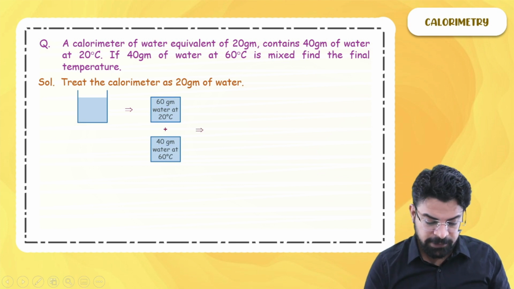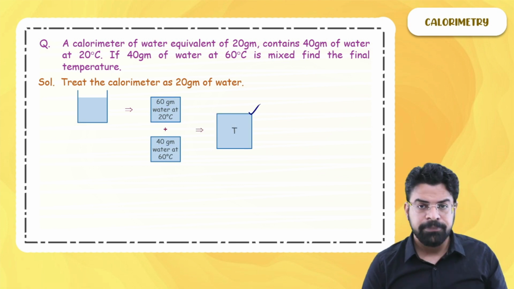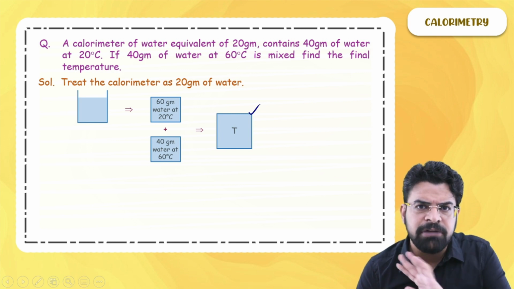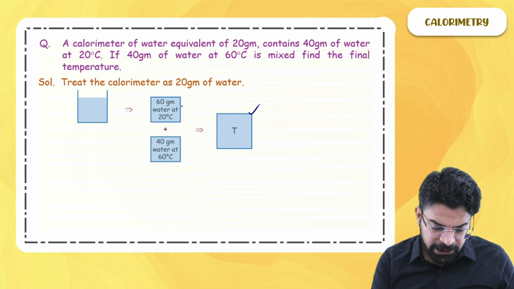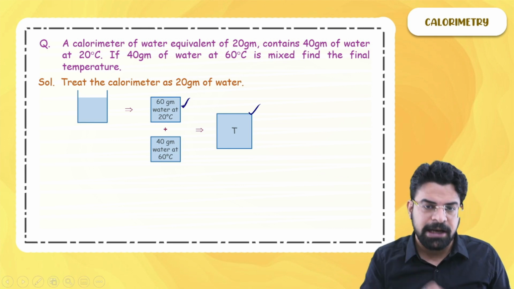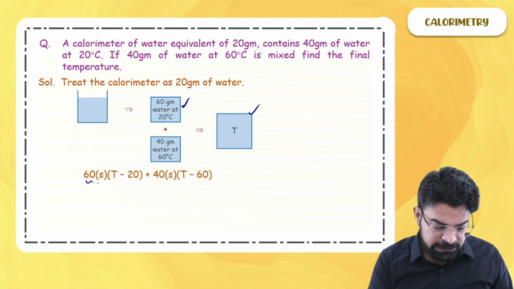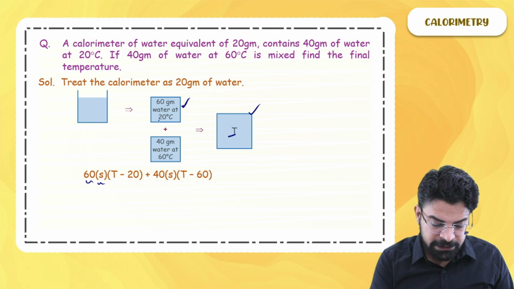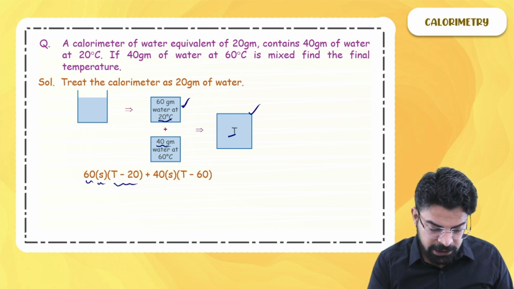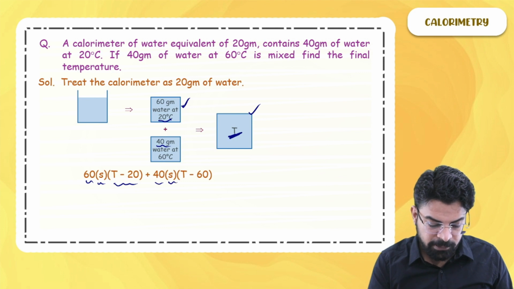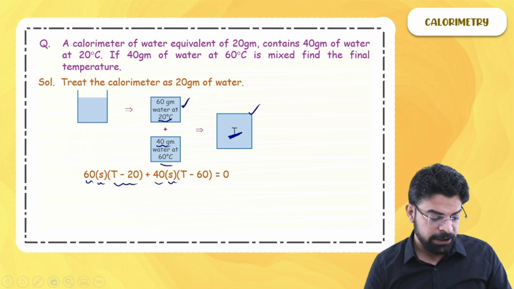So let's say, beta, the final temperature comes out to be T. Now how to find this T? Very simple. Heat given to 1 plus heat given to 2 equals 0. So the heat given to the first one, the 60 gram one, will be written as 60 into S into (final minus initial) (T minus 20), plus the heat given to 2, 40 into S into (final minus initial) (T minus 60), has to be equal to 0.